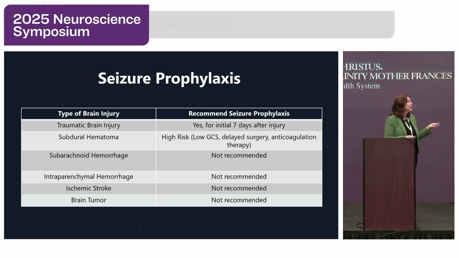Subdural hematoma, this is non-traumatic, so if it's high risk, so their GCS score is low, they had delayed surgery, or they're on anticoagulation beforehand, then usually, yes, you would give a short course of anti-seizure medication, but we don't really know how long. Most of the time, people use the same one as for traumatic brain injury for about 7 days. But we do know, and we have good data, that we do not do seizure prophylaxis in subarachnoid hemorrhage, intraparenchymal hemorrhage, non-traumatic ischemic strokes, or brain tumors. So these patients do not need an anti-seizure medication unless they have had a seizure.